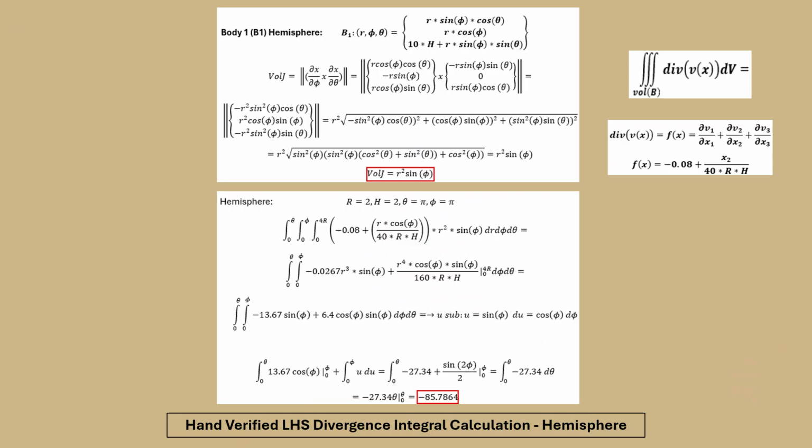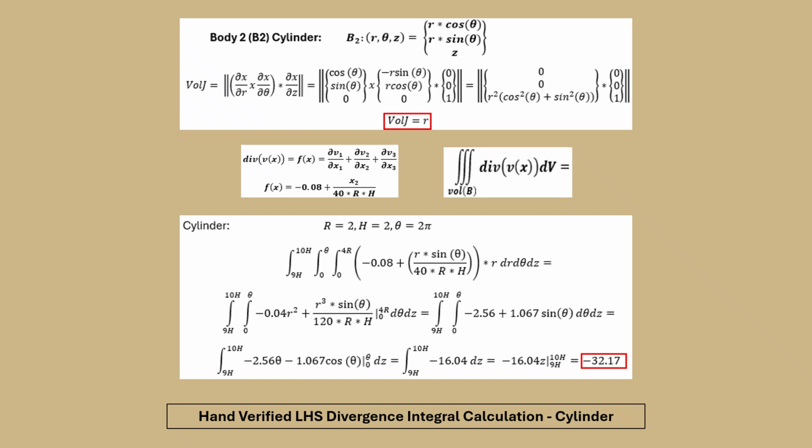Moving on, I would like to verify my hand calculations on the left-hand side of the divergence integral. I started by verifying the volume Jacobian of the hemispherical body. Next, I added that to the divergence theorem expression and plugged in the required x2 value, which was r cosine phi. Then I triple integrated over r, phi, and theta to obtain a final value of negative 85.7864.